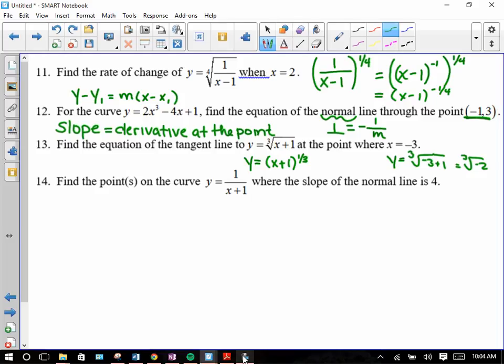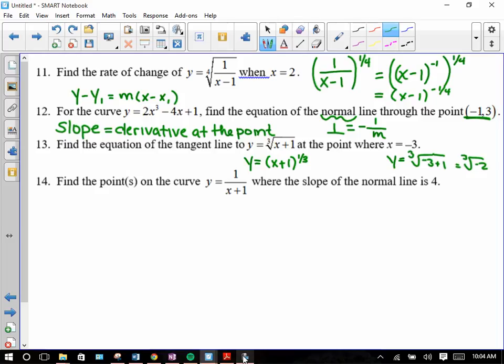The cube root of negative 2. Again, find the equation of the tangent line using slope. Slope is the derivative at the point. Find the derivative at that point in, and the tangent line is going to have that slope. Okay, we're going to do that.